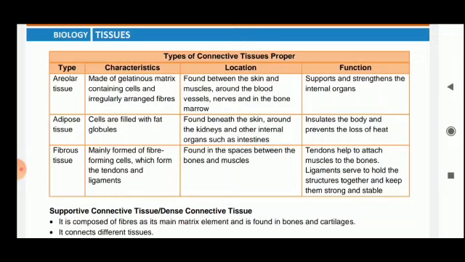So if I ask the question, what kind of tissue is found for the proper attachment of muscle to the bone? The kind of tissue which is present in our body for the attachment of the muscle to the bone is what? Tendon. And the tendon is a type of tissue called fibrous tissue. So it helps in the attachment of muscle to the bone. Ligaments serve to hold the structure together and keep them strong and stable.